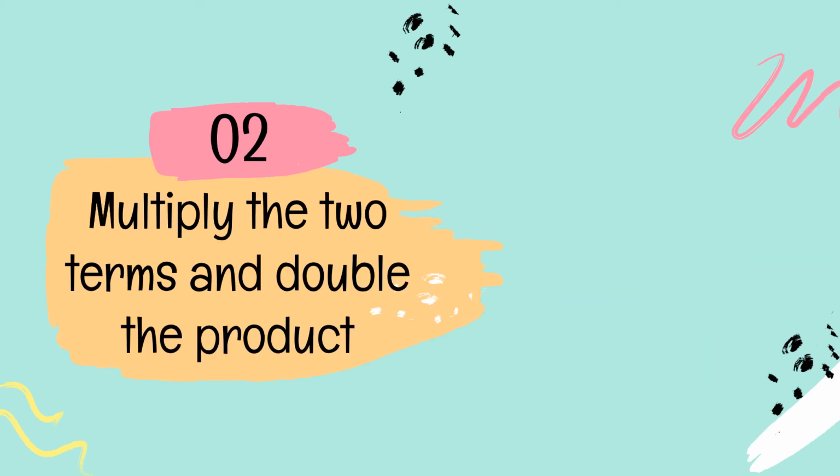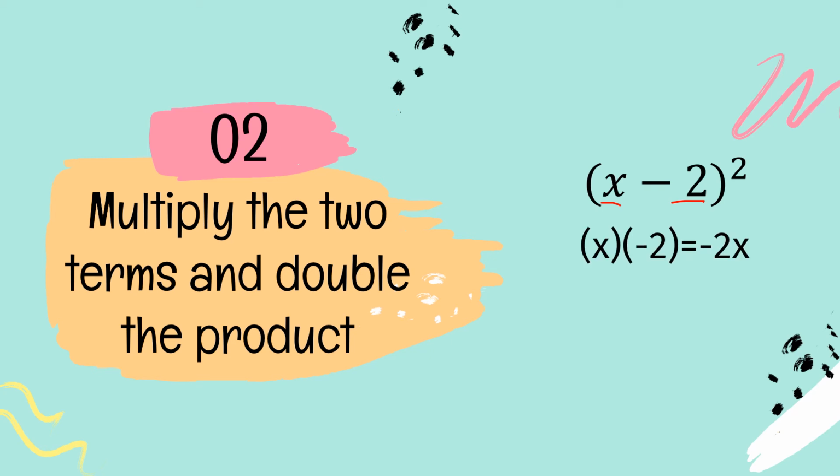Second thing that you are going to do is to multiply the two terms and then you double the product. I-multiply daw ninyo yung dalawang terms dun sa loob. So, yung dalawang terms dun sa loob and then you multiply it by 2 or you double the product. So, that means x times negative 2. So, x times negative 2, that is negative 2x. And then you double the product. Ibig sabihin, dodoblehin daw ninyo yung product na negative 2x. And if you double the product, that is negative 2x times 2, and negative 2x times 2 is negative 4x.